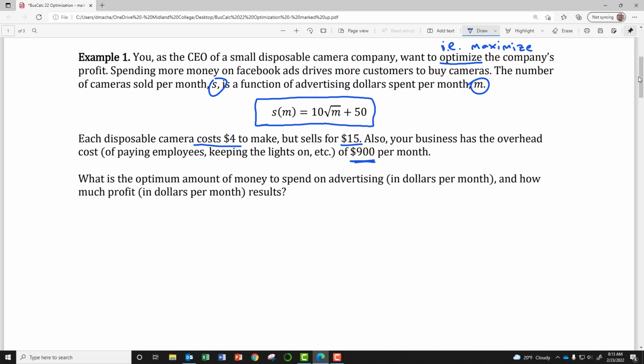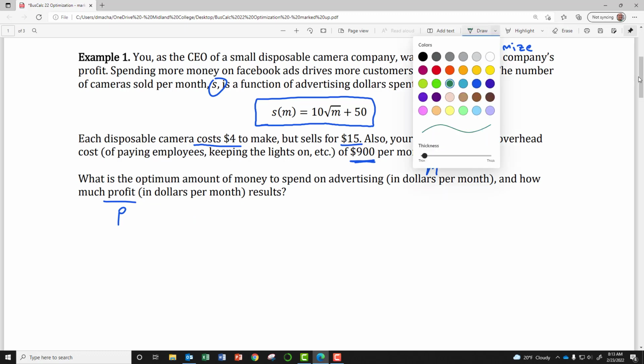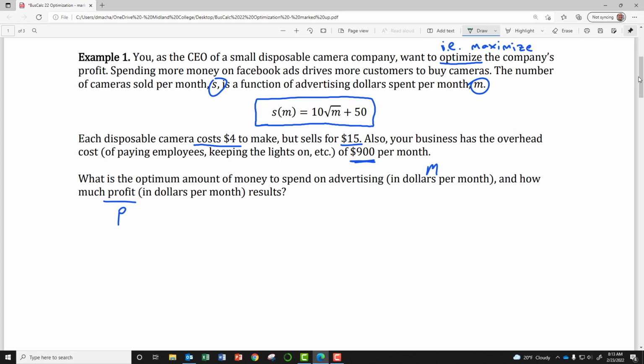The question states, what is the optimum amount of money to spend on advertising in dollars per month? And when you do spend the optimum amount of money on advertising, how much profit results? And so we'll let P be profit. So, a lot to unpack here in this question. It's a little bit complicated.